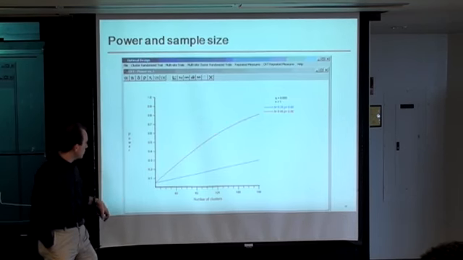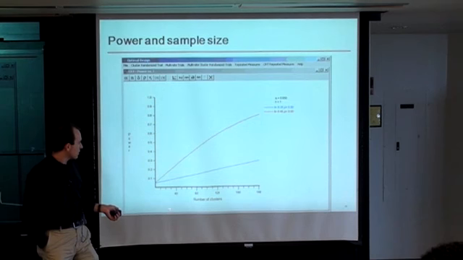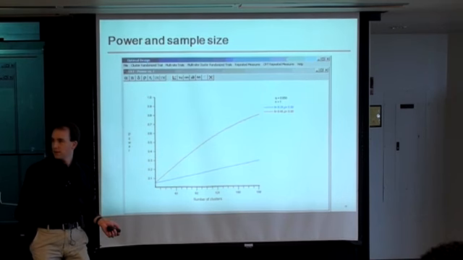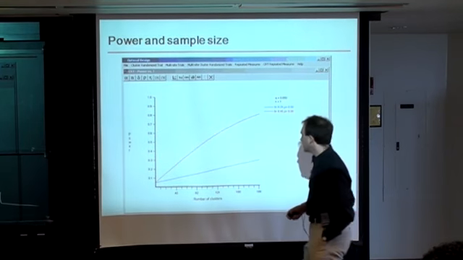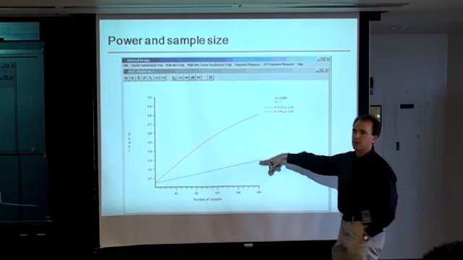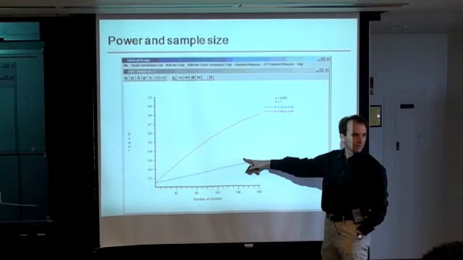And the program is going to give you the power as a function of your sample size. Okay? So for example, one of the things that you can see is that this is not necessarily a linear relationship, right?